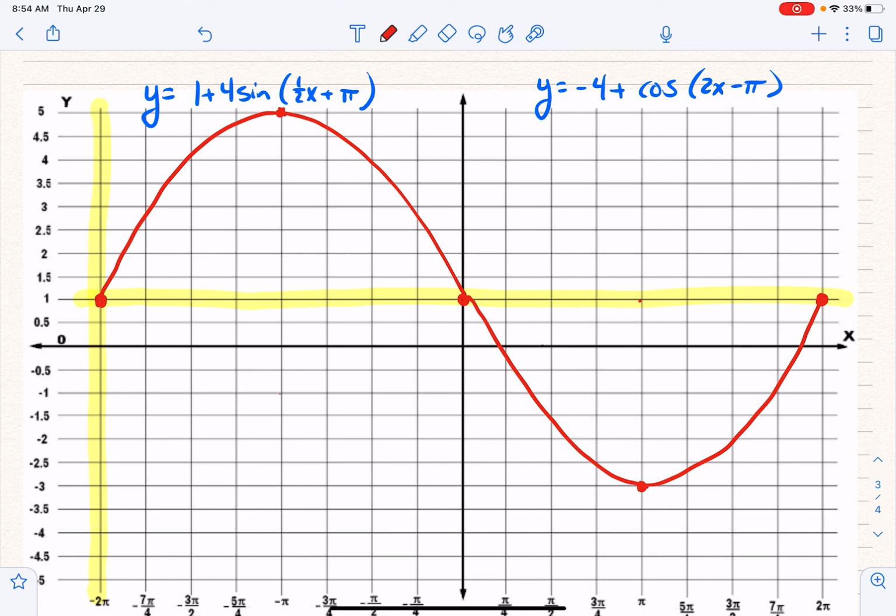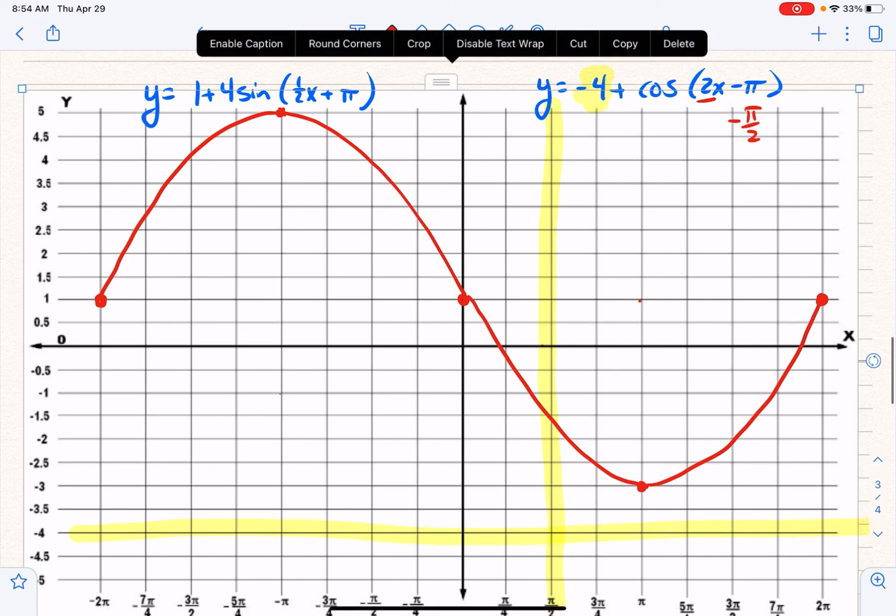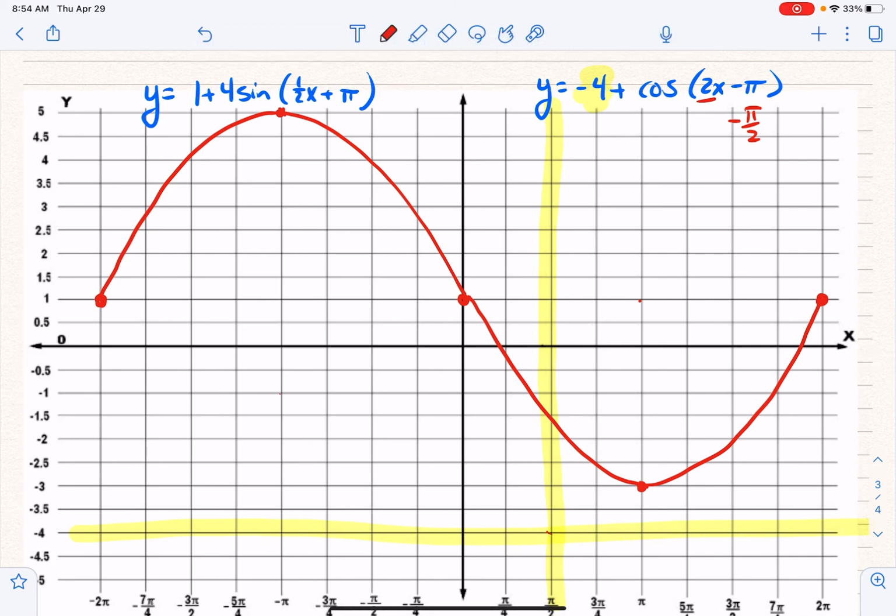Okay, and this last part, y equals -4 plus cosine of 2x minus pi. When I factor out that b value, this becomes -pi over 2, which is a positive horizontal shift. Would move it to right here. This -4 is a negative vertical shift, which moves my axes to right there. So here's my new origin, down here, okay?